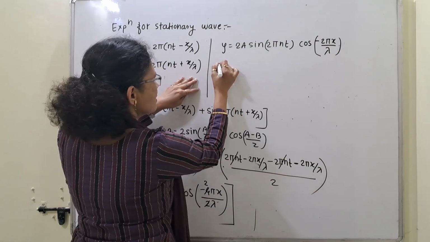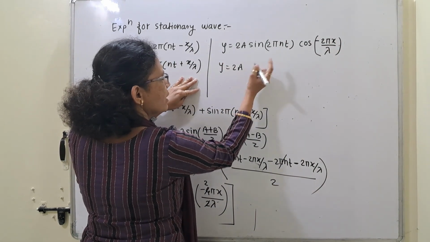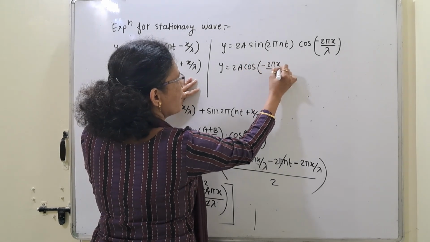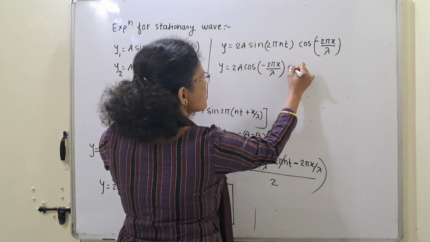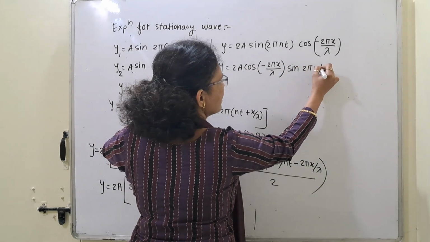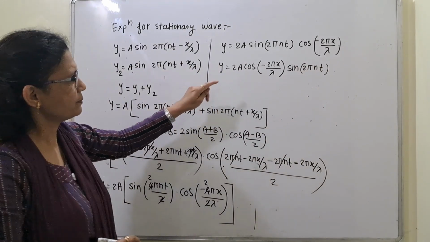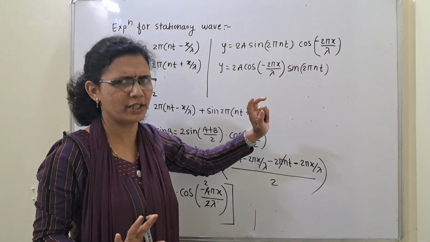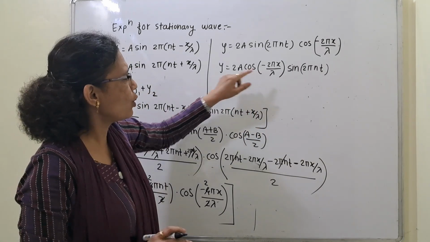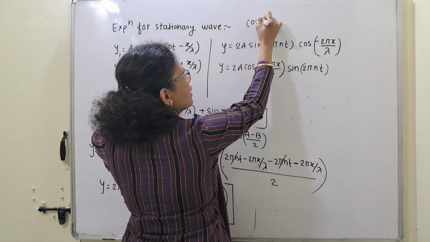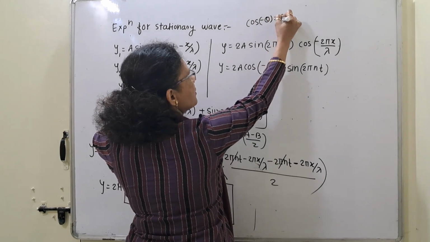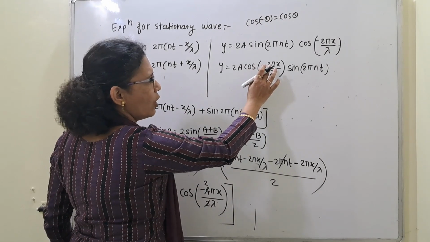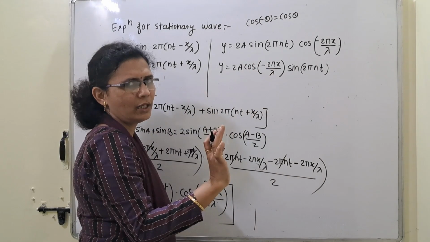I will rearrange the terms like 2a cos of minus 2 pi x upon lambda into sine of 2 pi nt. Understood? See, I have taken this term towards left and this towards right. There will be no change. Multiplication is there. Now, cos of minus theta is nothing but cos of theta. So I can neglect this sign, or if I remove this sign, there will be no change.